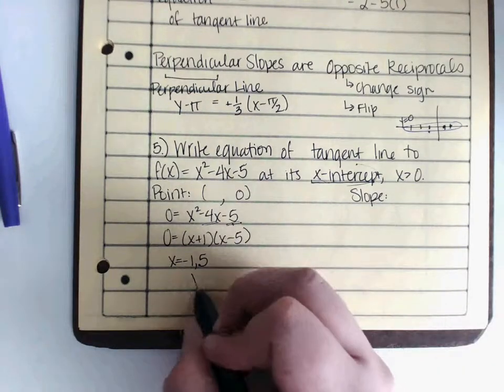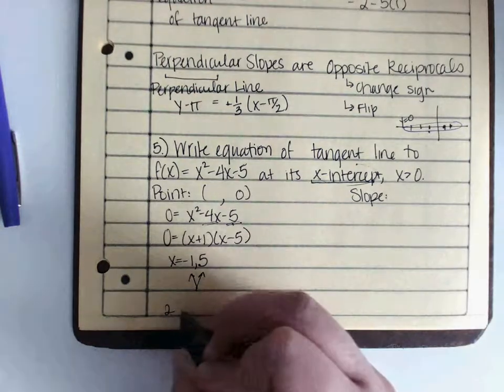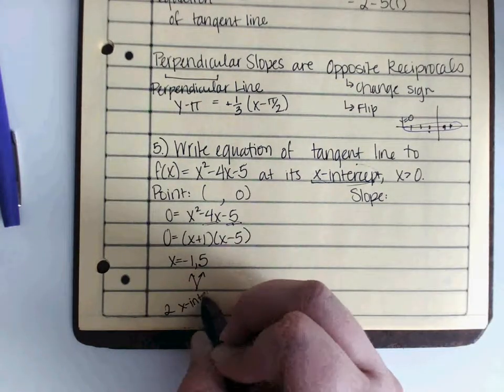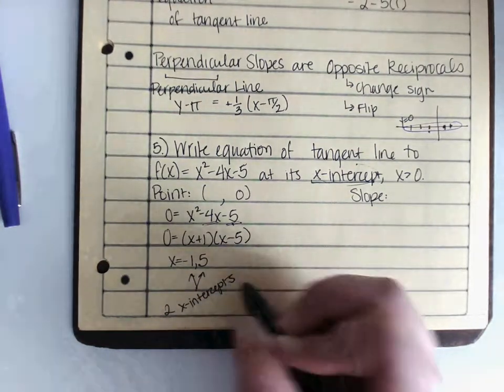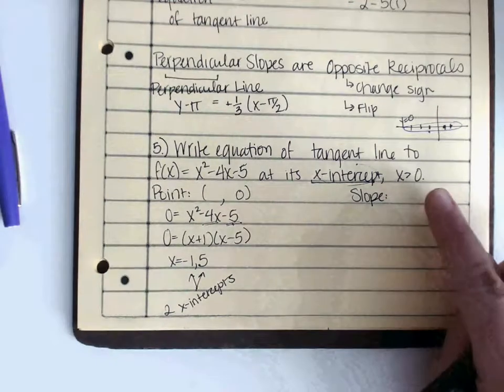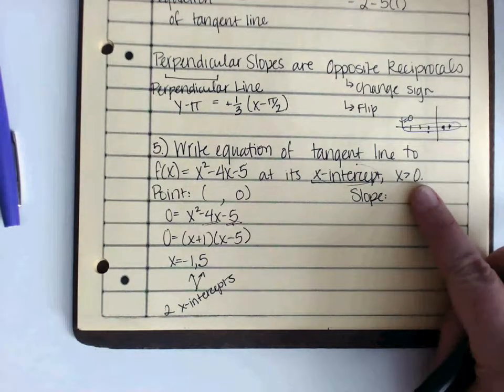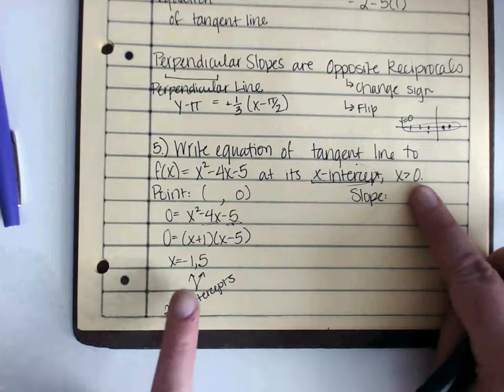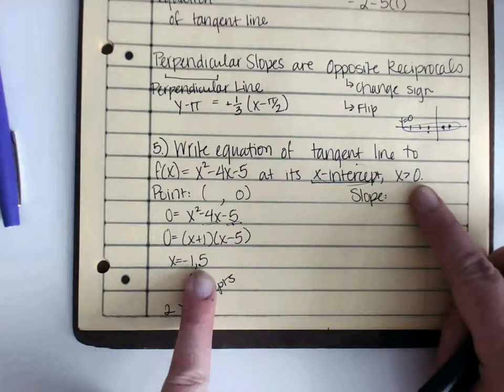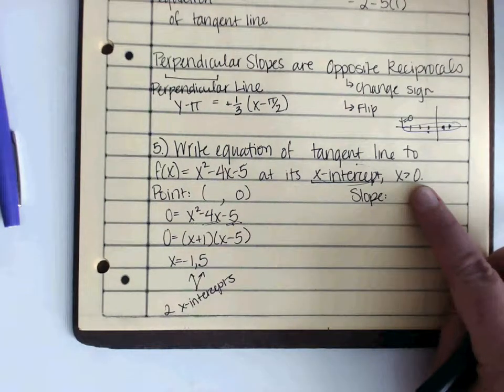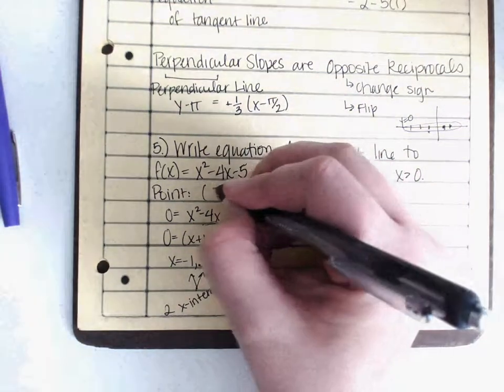Now technically, I have two x-intercepts. I don't want both of them. They told me which one to pick when they told me this right here. I need to choose the x that's going to be greater than 0. So that means that my -1 over here can't be the right point. I need to choose my 5. So my point is 5, 0.